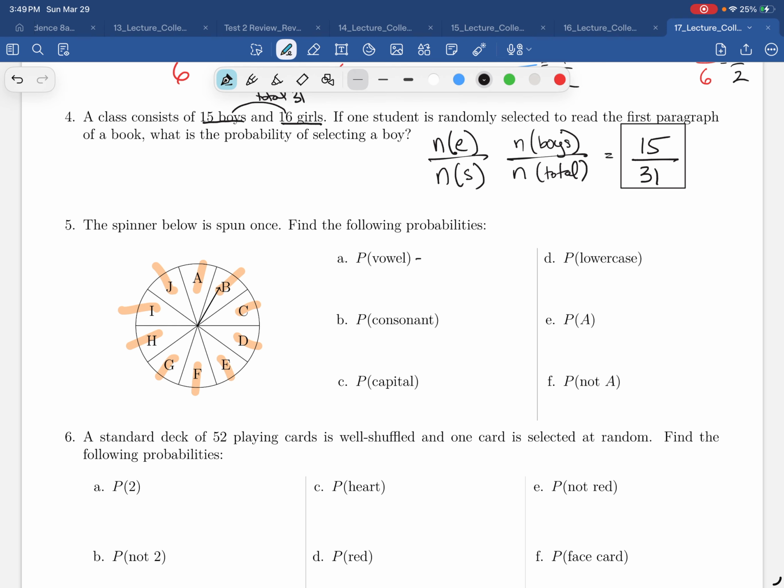A consonant, that would be the rest of them. So I could go through and count the rest of them and say, well, there's 1, 2, 3, 4, 5, 6, 7. That would work. So it would be 7 consonants out of 10 total. Another way that you could think about that is vowels and consonants are opposites of each other. And so if there's a total of 10 and 3 of them are vowels, I could subtract that to get the rest, right? The complement of this. So that's how we could also get 7/10.